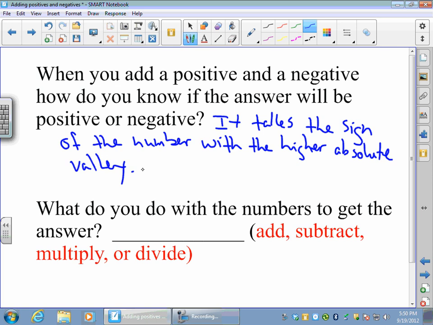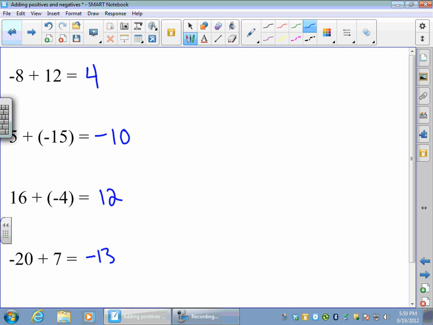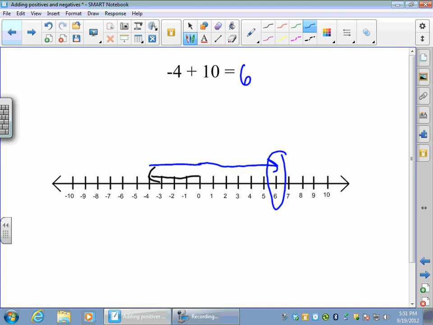Now, second part, what do you do with the numbers to get the answer? Obviously, these are addition problems, so we would assume, well, we're just going to add. But if we look at these, 8 plus 12, that's not 4. 5 plus 15, that's not 10. 16 plus 4, that's not 12. 20 plus 7, that's not 13. Okay? All of these. We're not actually adding.